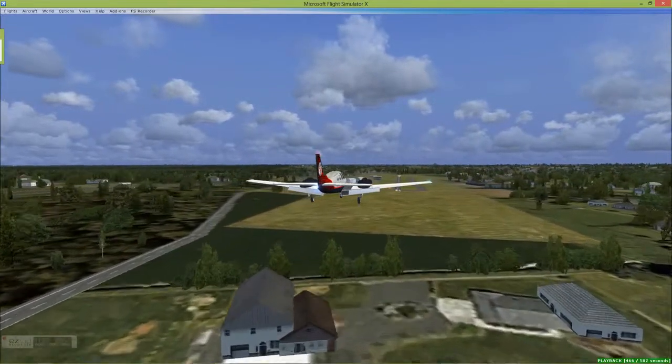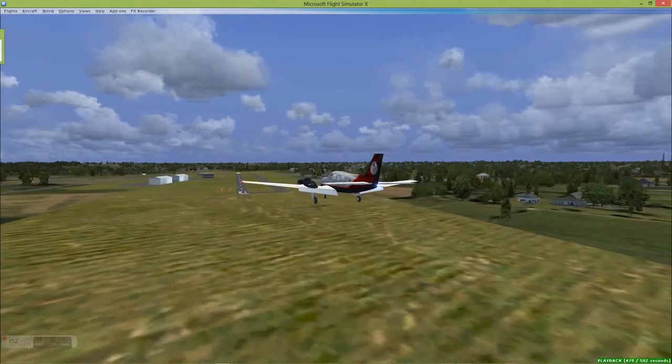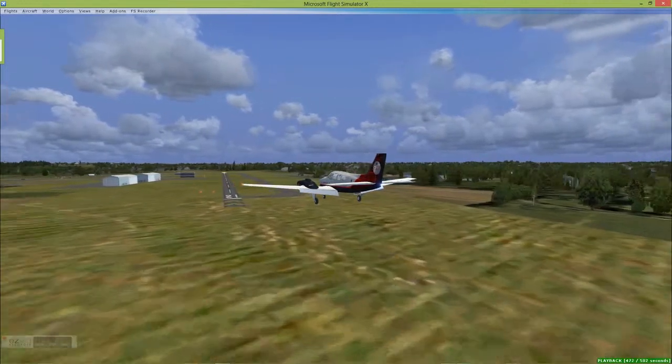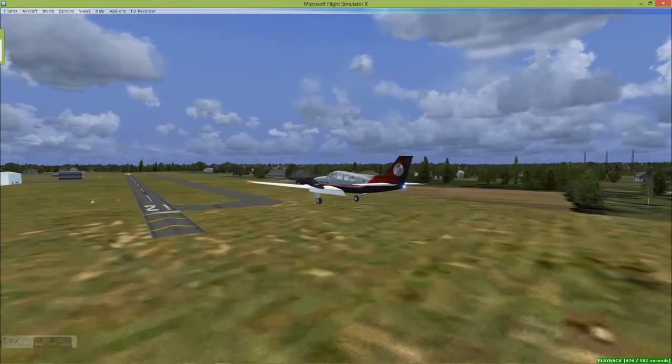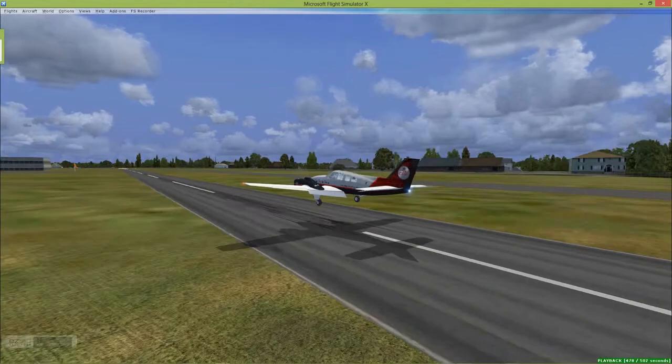So here we are, lined up, making our landing, runway 21 at Suburban. And once you're down, you can let folks know that you have cleared the runway, or if you're doing a touch and go, you would announce that also.